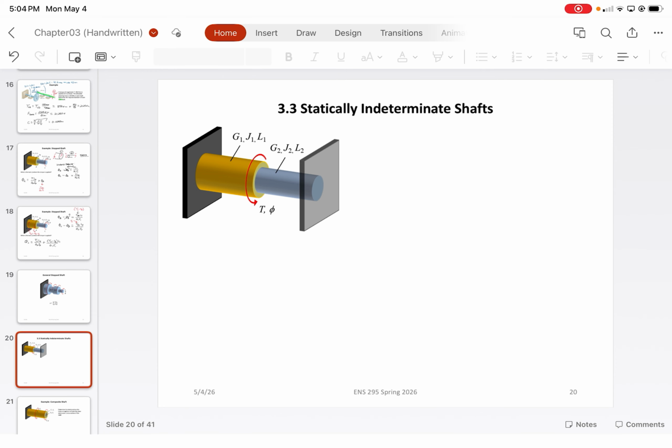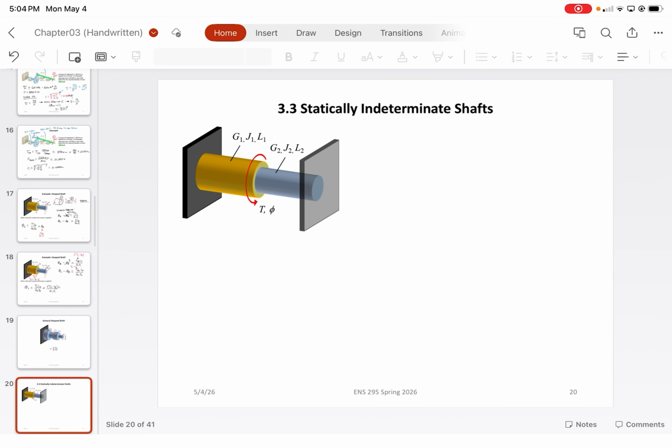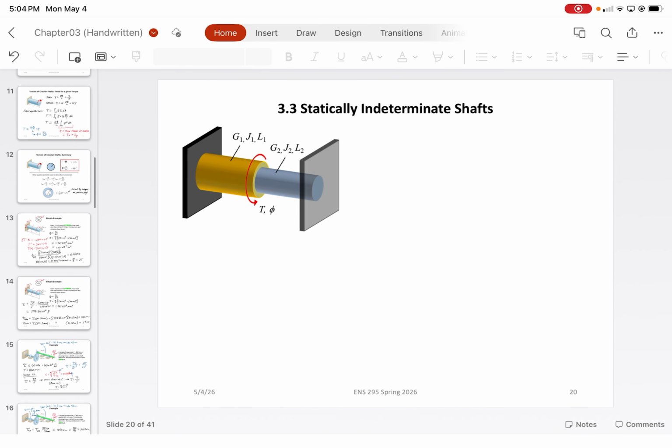All right, statically indeterminate shafts. Statically indeterminate shafts basically work in the exact same way as previously done for any type of statically indeterminate structure. But before we get into how to solve for statically indeterminate shafts, let's just do a quick recap.